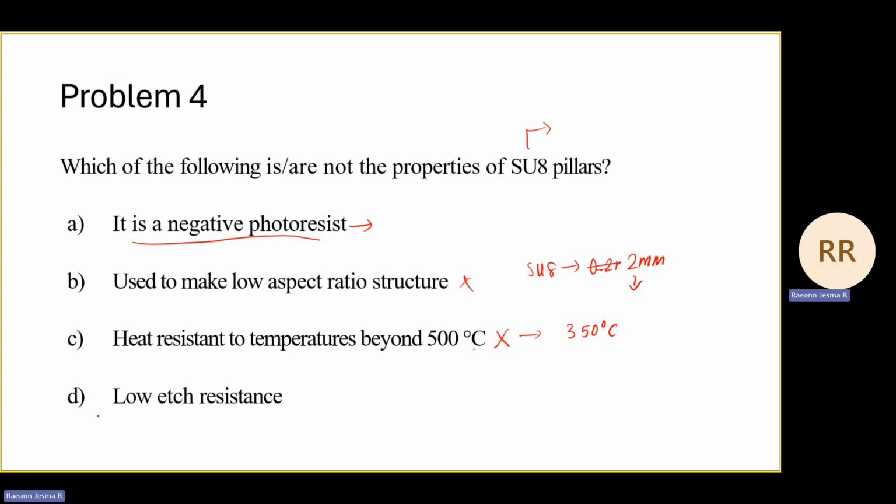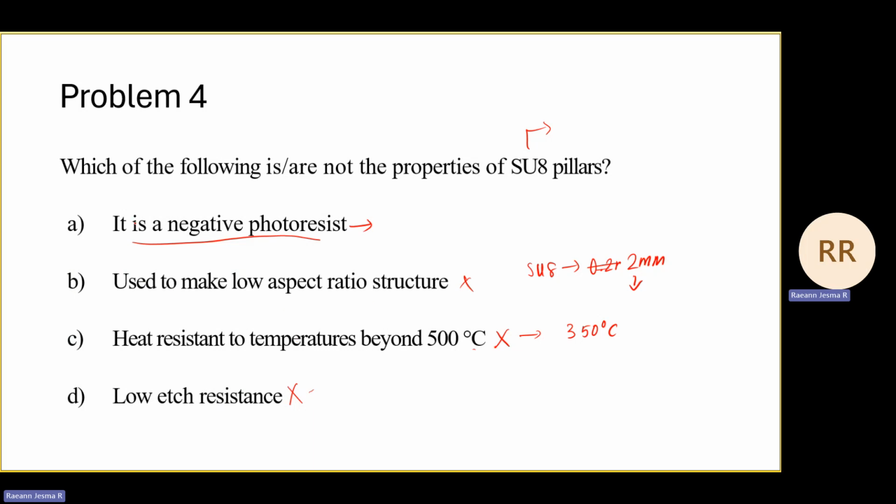Then option D is low etch resistance. So this is false. The reason is that SU8 can have very high etch resistance, so it is used as a mask for etching of various materials as well. And if it hardens too much, then it is generally very difficult to remove. So it has a very high etch resistance.